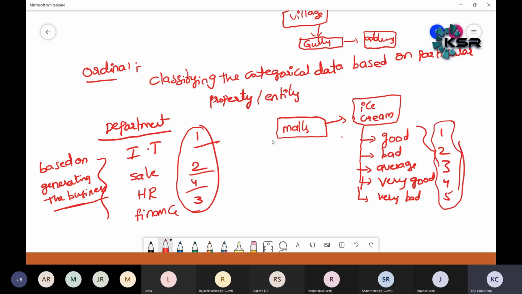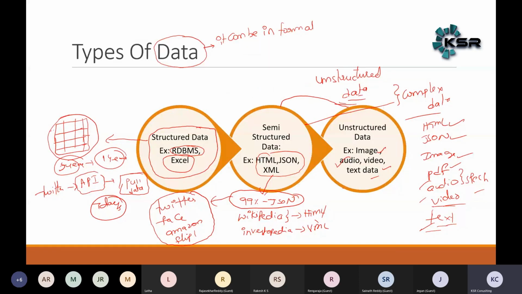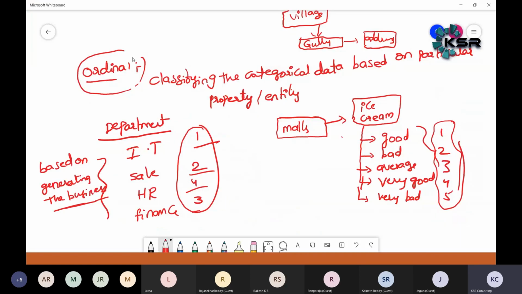This is called ordinal data. These are the ranks we have given. Is it clear, guys? This is ordinal. Here we classify the categorical levels, but based on a particular property we are assigning the ranks. That property, the ranks 1, 2, 3, 4, is what makes it ordinal data.